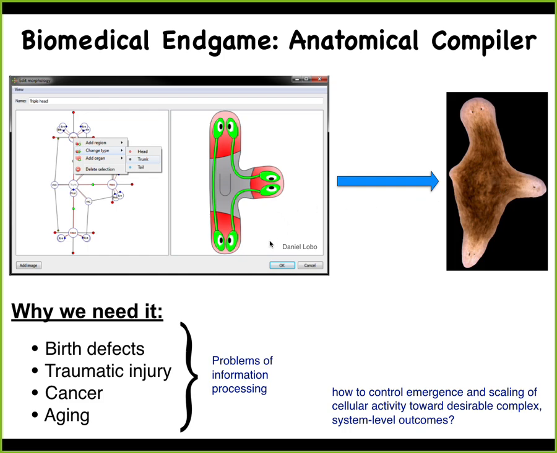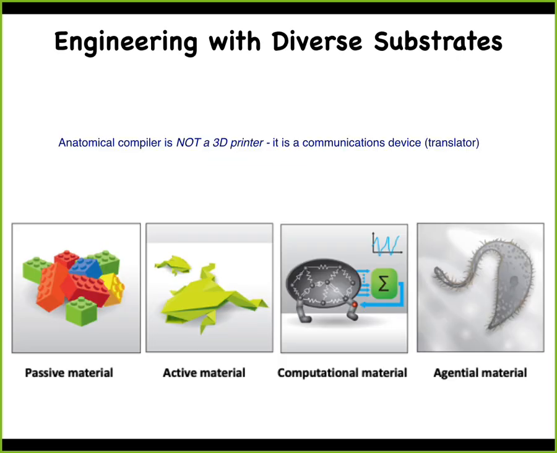This of course is the crux of our problem, is how do we control the emergence and scaling of cellular activities towards your desired complex three-dimensional outcome. Now, of course, we don't have anything remotely like this. We have very few examples where we can actually control shape in this way. And part of that is because we are still largely thinking about engineering in this way.